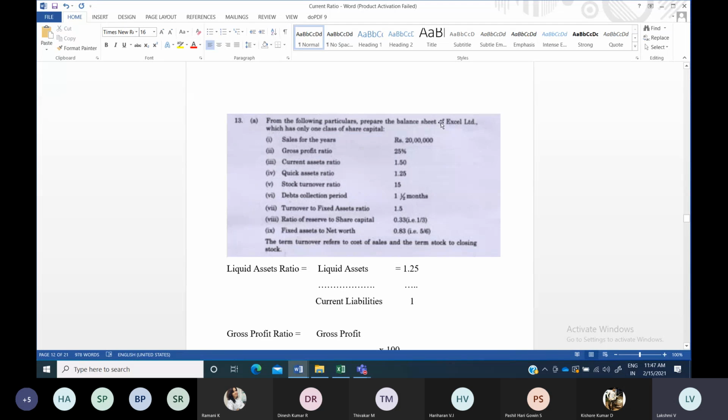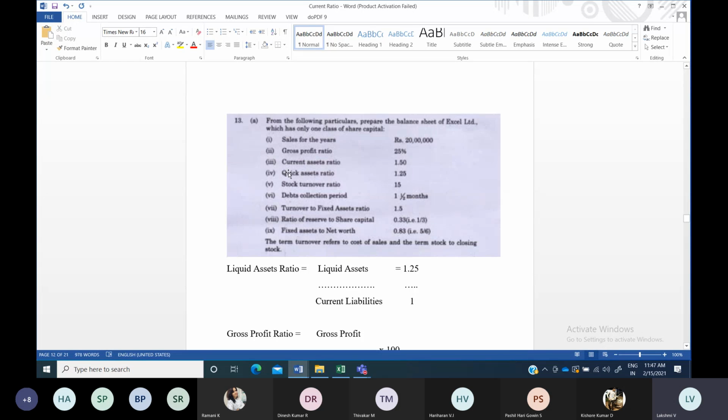We have to prepare the balance sheet of Excel Limited, for which they have given different information. For each piece of information, you have to see whether you can calculate any ratios and find out the amount. Usually, a balance sheet consists of a liability side and an asset side, so you require information such as current assets, fixed assets, capital details, reserves and surplus, current liabilities, and long-term liabilities.